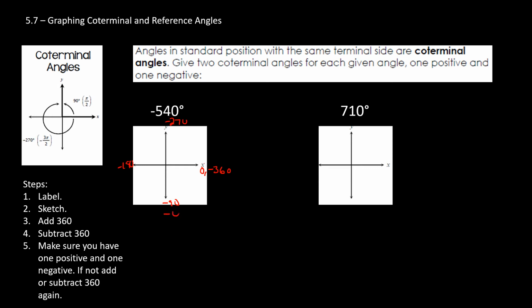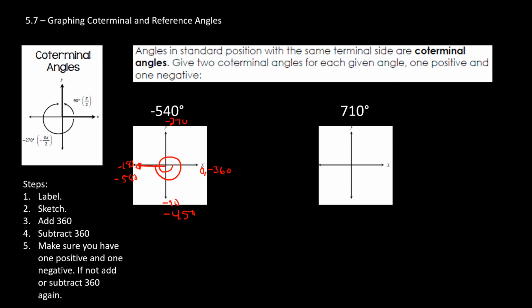So we're going to go negative 450. Got to keep going to negative 540. That's where we're stopping. So what's happening is we're spinning around to here, and this is our angle. What do we do with negative 540?